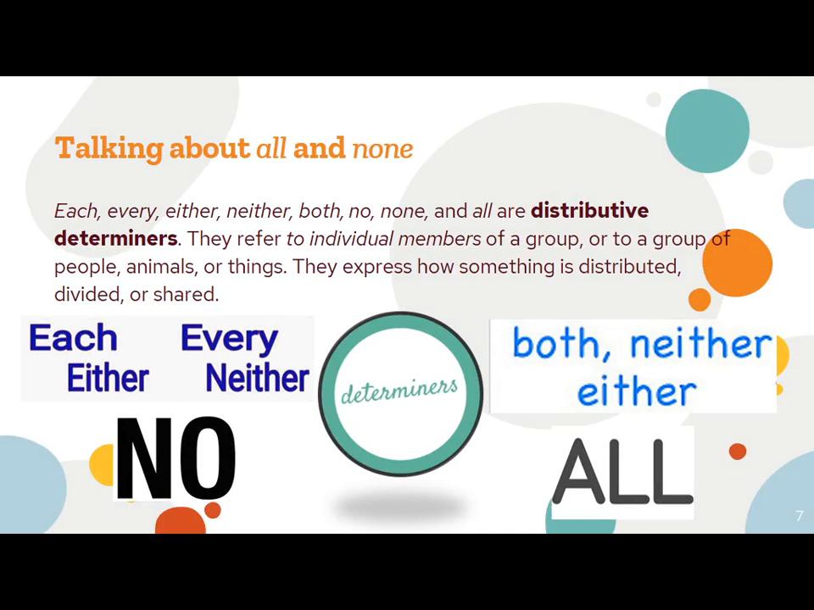Now, what is it that we're going to have in here? Those are going to be called distributed determiners. And what are those? We're going to have each, every, either, neither, both, no, none, and all. I guess all of them are the ones that I consider in the book. They refer to individual members of a group or to a group of people, animals, or things, and they express how something is distributed, divided, or shared. So we're just talking about pieces of these different things, animals, or people. So we're kind of distributing the information, and so we can make sure that we use them correctly, we have to use any of those determiners.